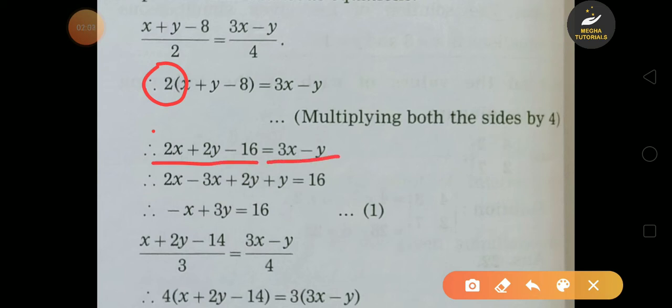Then using transposition you can get 2x minus 3x plus 2y plus y is equal to 16, and then you will get the equation 1 as minus x plus 3y is equal to 16. That is the equation in the standard form.